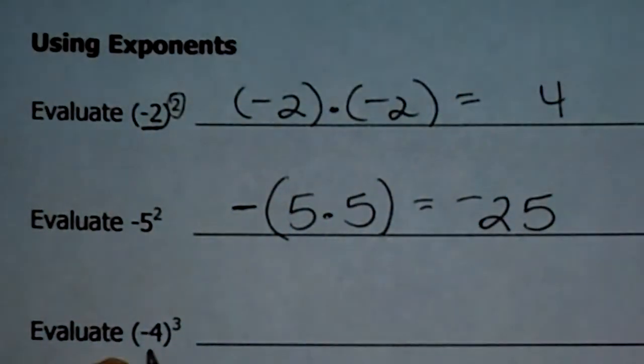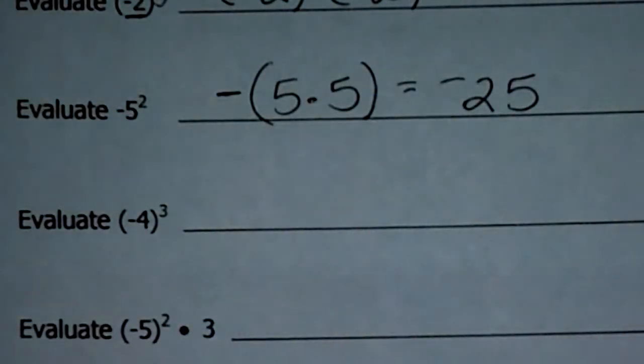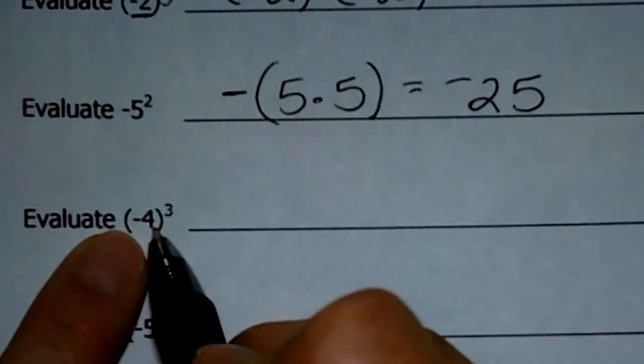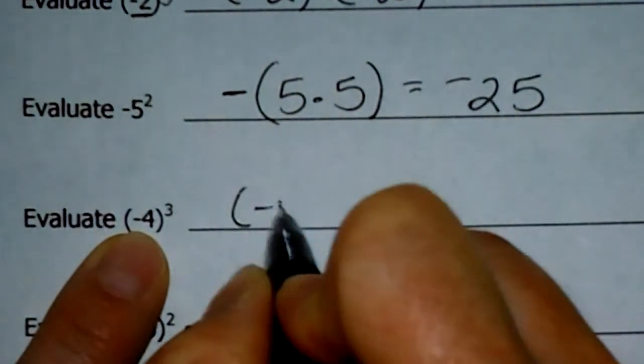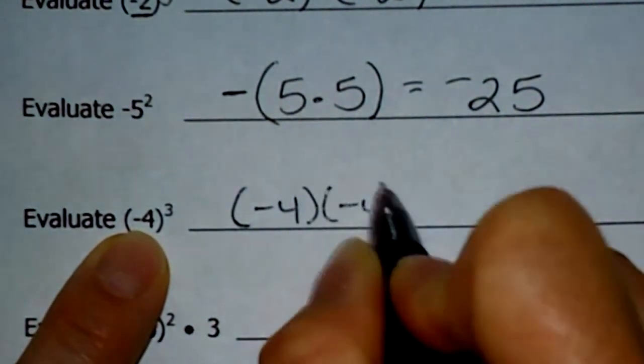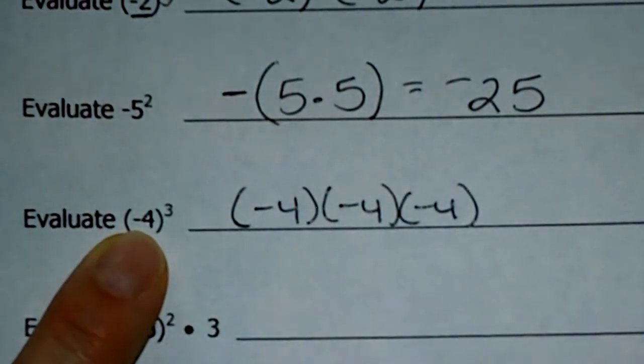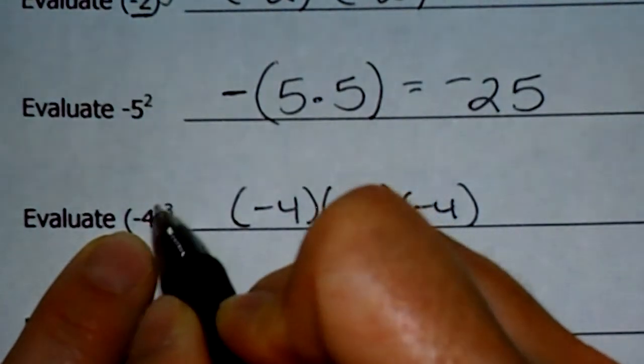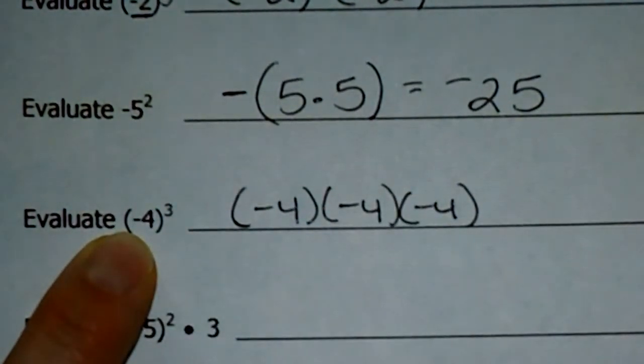So next one here. I have the quantity of negative 4 cubed, or raised to the 3rd power. Those parentheses tell me that the negative is going to stay with the 4. That means I want to multiply my negative 4 3 times. So there's a little teeny tiny exponent 3. That means I have 3 negative 4s that are being multiplied.